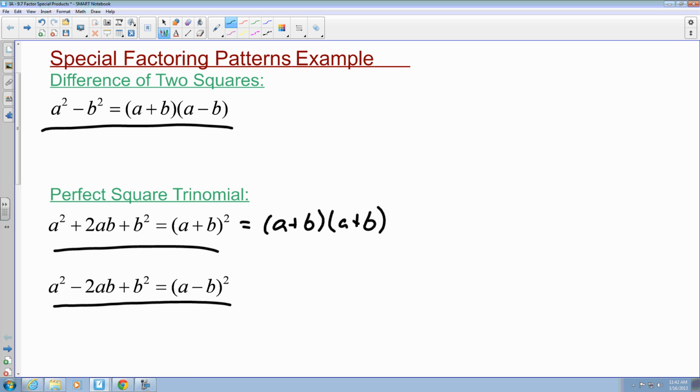Same thing goes for the subtraction. If it's a squared minus 2ab plus b squared, that ends up equaling a minus b quantity squared, or a minus b times quantity a minus b. It means the same thing. So today, we're going to be given a trinomial, and we have to be able to reverse FOIL it, and then we get to use one of those three pattern formulas to help us factor out each trinomial.